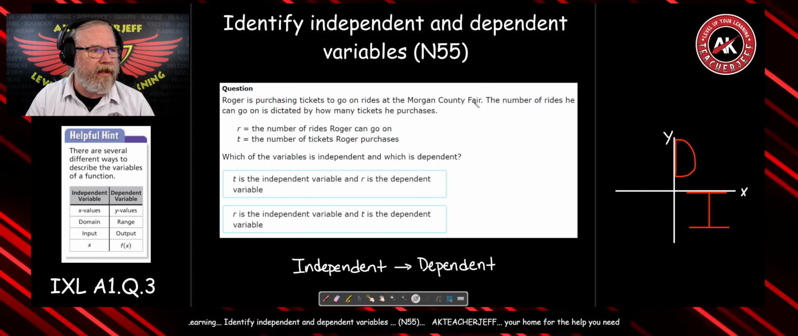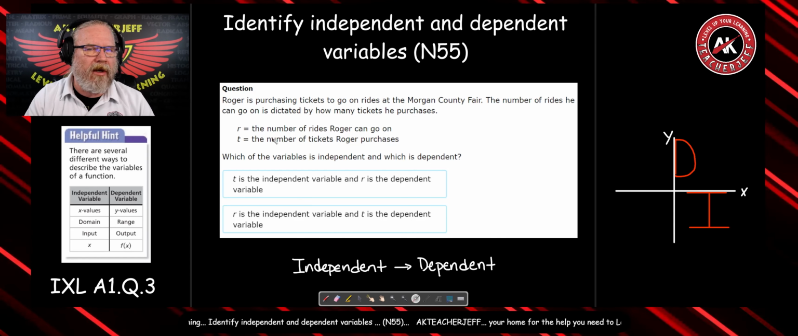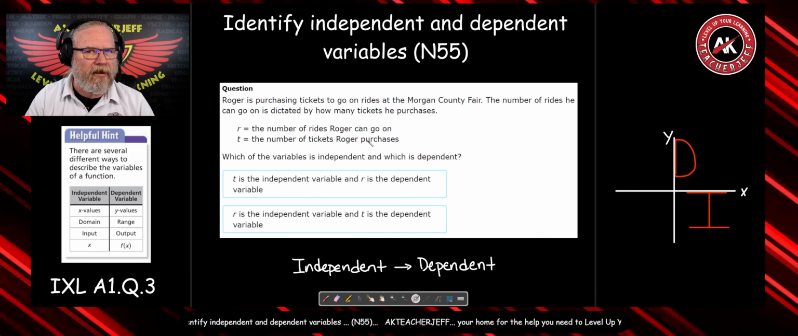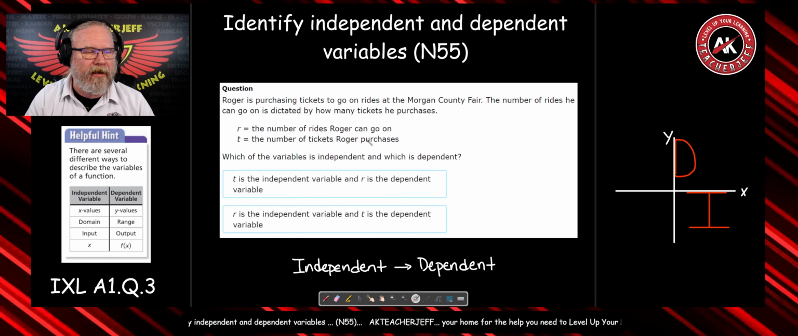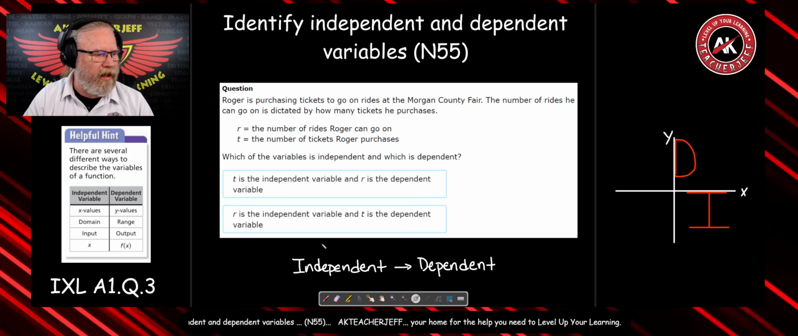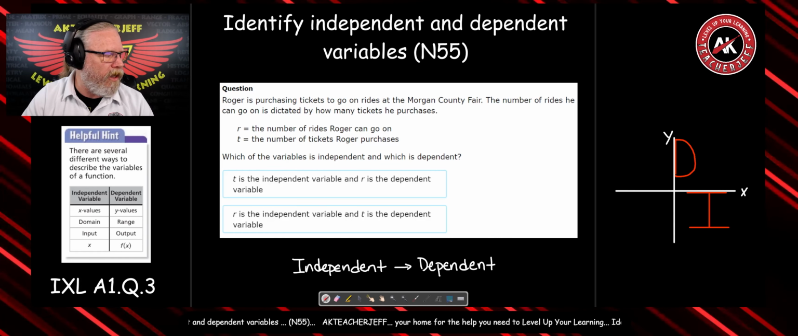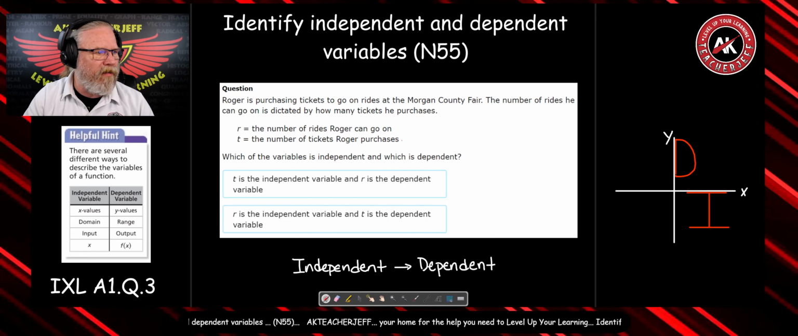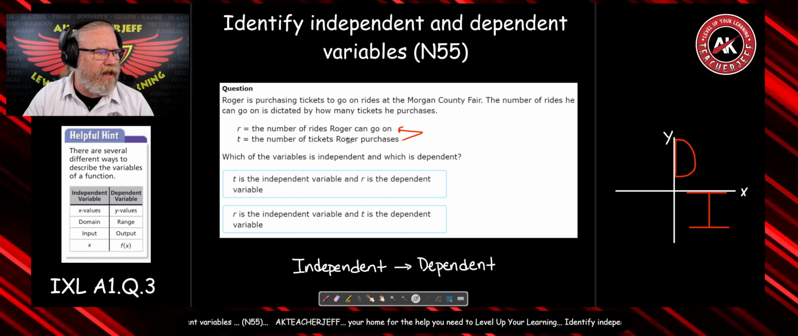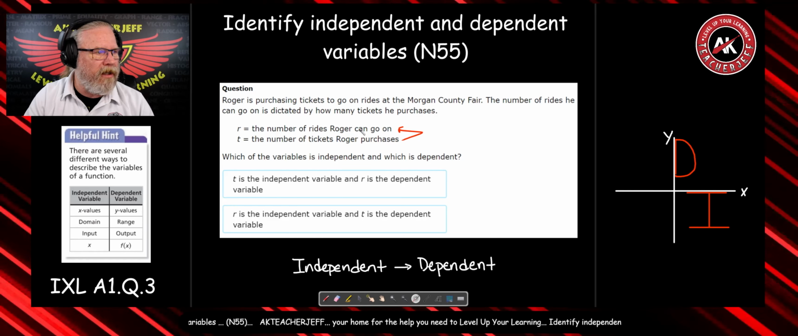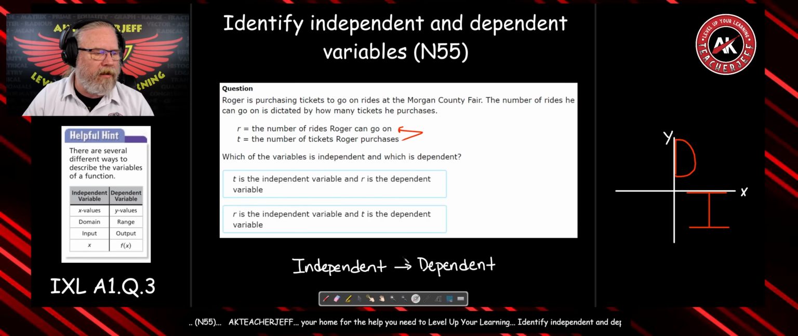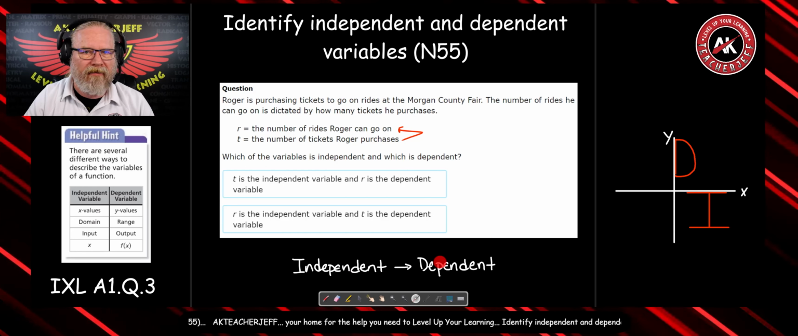I think it's a fair, indeed it is. So which one's causing which? We have the number of rides he can go on and the number of tickets that he purchases. Well, hopefully you're thinking to yourself, the number of tickets that he purchases determines how many rides that he can go on. So I like to use an arrow from one to the other. So which one causes what? Well, we have the number of tickets that he purchases determines how many rides that he can go on. So it's the independent variable that determines what the dependent variable is.